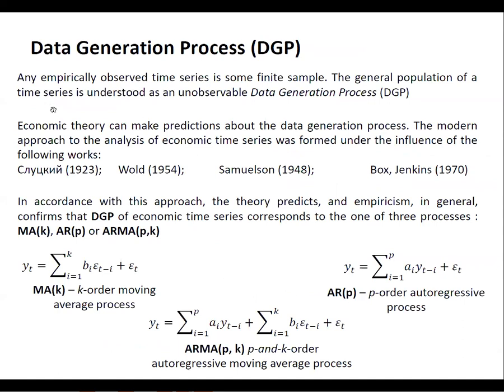Now, we go directly to the time series analysis models. Any time series that we observe is always some sample. However, this time series has some general population that we analyze. This general population arises at the moment of the appearance of the physical quantity that we measure and ceases at the moment of the disappearance of this physical quantity. That is, a general population in time series is understood as some unobservable data generation process, DGP.